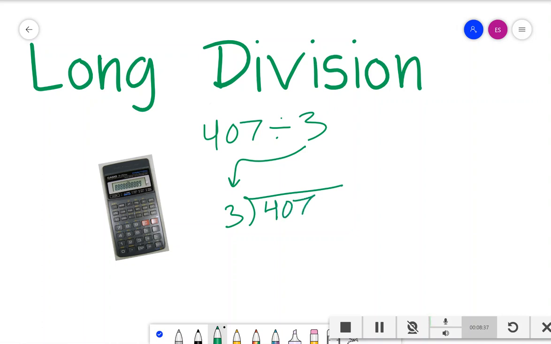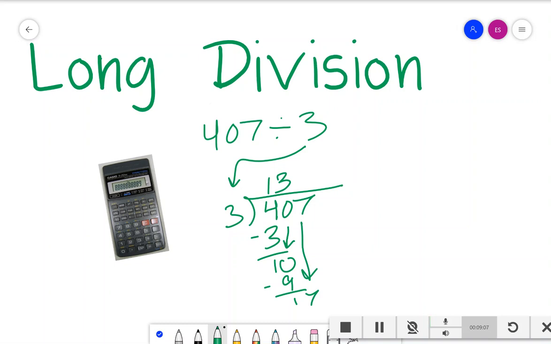So 3 goes into 407 how many times? Well, let's start with the 4 in the hundreds place. 3 goes into 4 one time. 1 times 3 is 3. We get a remainder of 1. Now we can pull down the tens place, which is a 0. How many times does 3 go into 10? Well, remember, it's 3 times. So 3 times 3 is 9. Our remainder is 1. And now we can carry down the 7 and we get 17, just like last time.